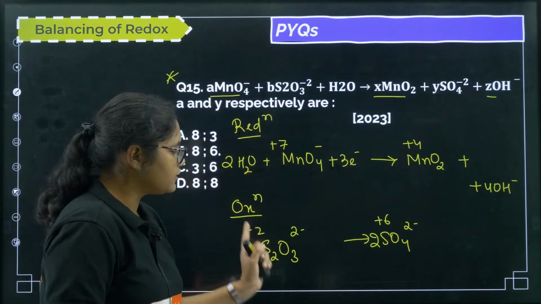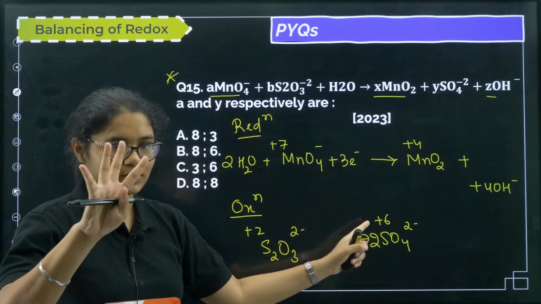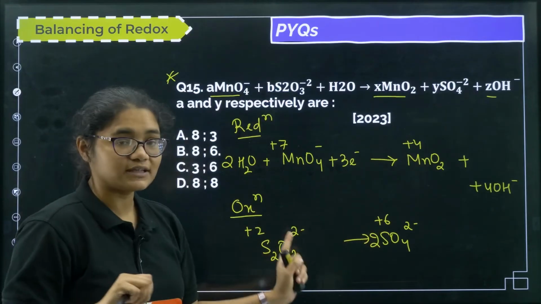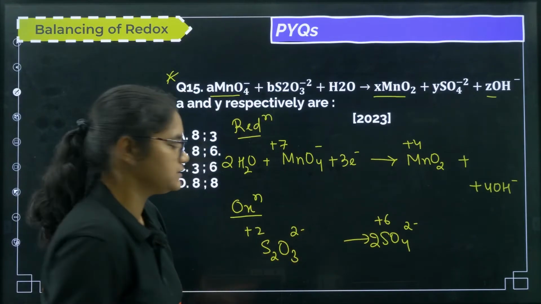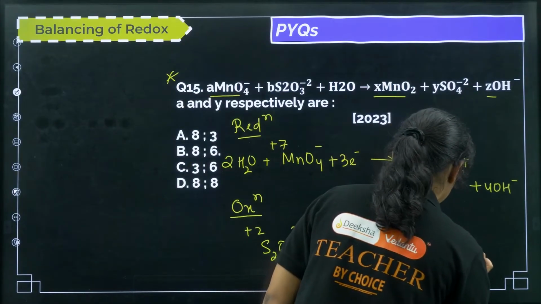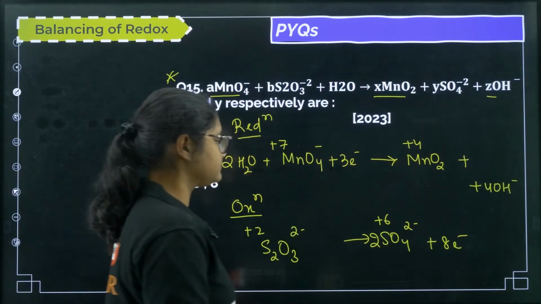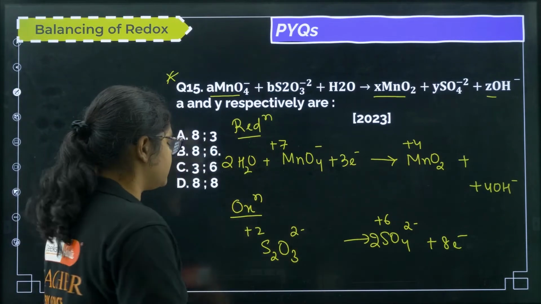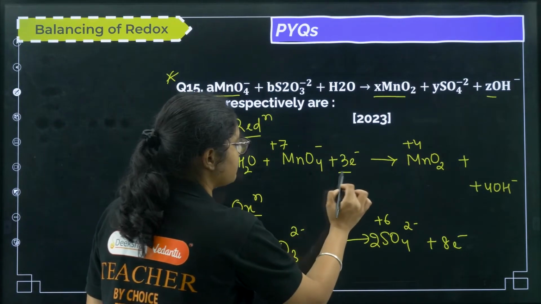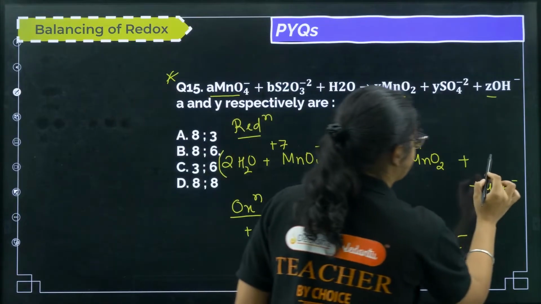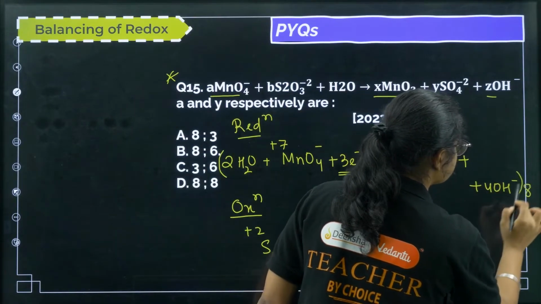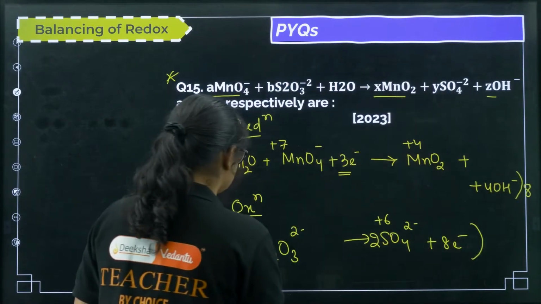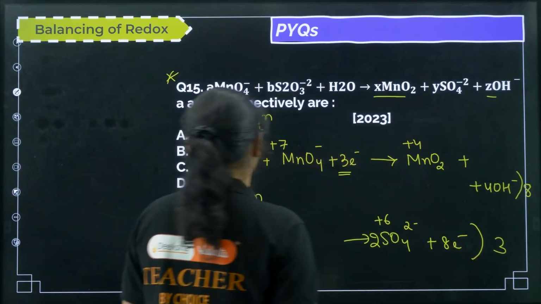Now for 1 sulfur to go from +2 to +6, 4 electrons are required. Now if there are 2 sulfur, then it has to be 8 electrons, right. So for oxidation, it is here 8 electrons. Clear? Now what we have to do is balance that. So for that, we should be multiplying this whole equation with 8 and this whole equation with 3, right?